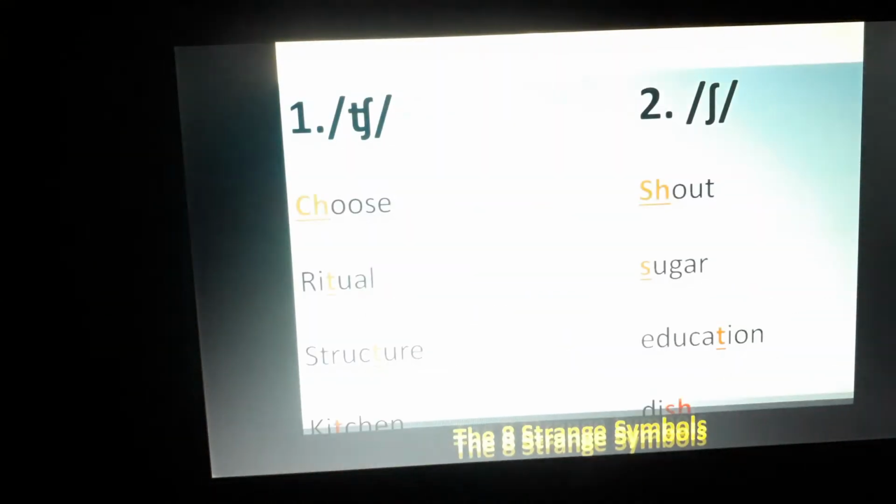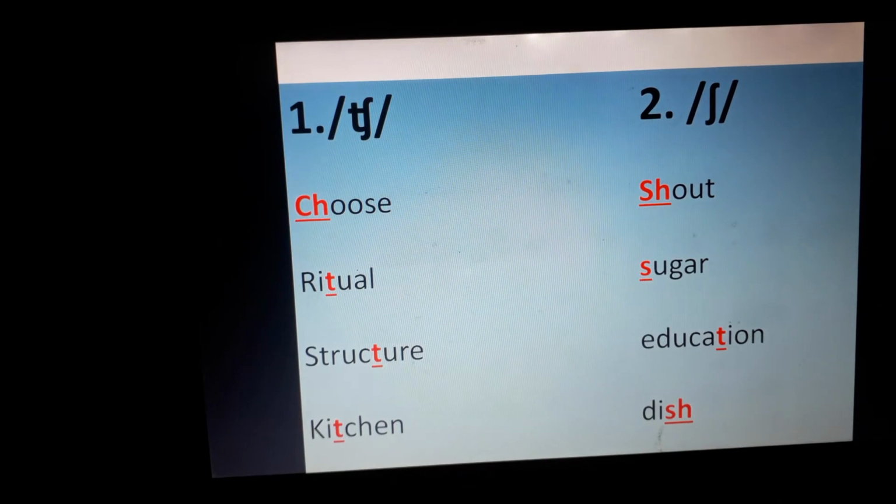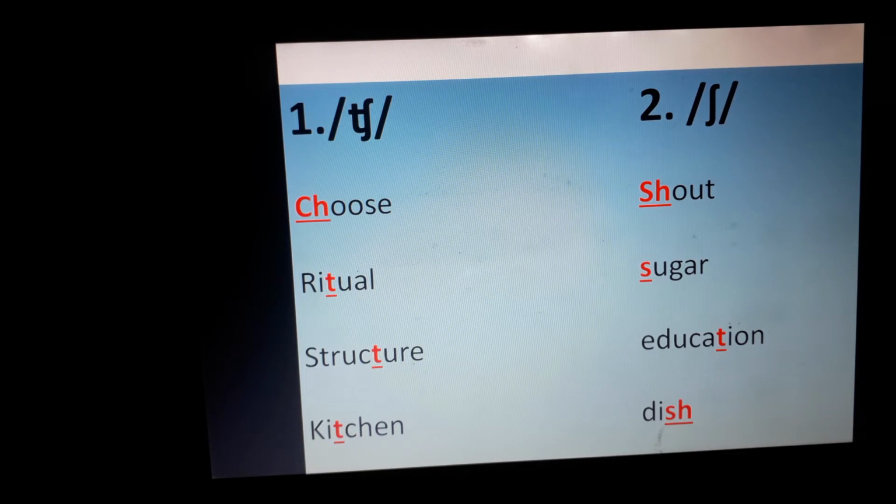Okay, so let's look at some examples. Like I told us, number 1 is ch and number 2 is sh. Number 1, the first example is choose. Next one is ritual. Next one is structure. And the last one is kitchen. Number 2, we have sh. The first example, shout. Next one, sugar. Next one, education. And the last one, dish.